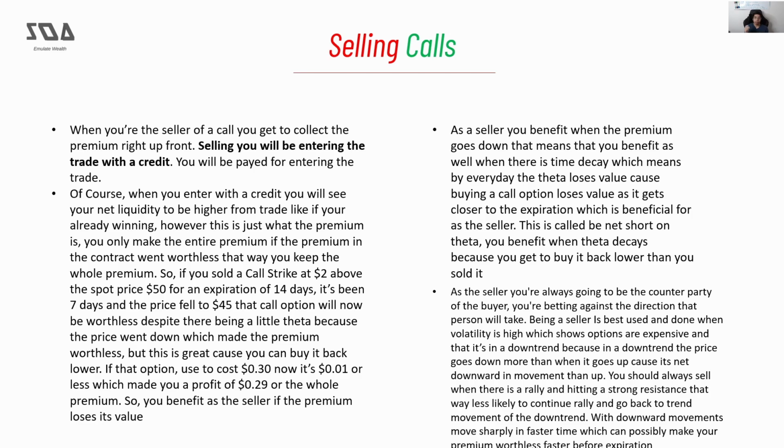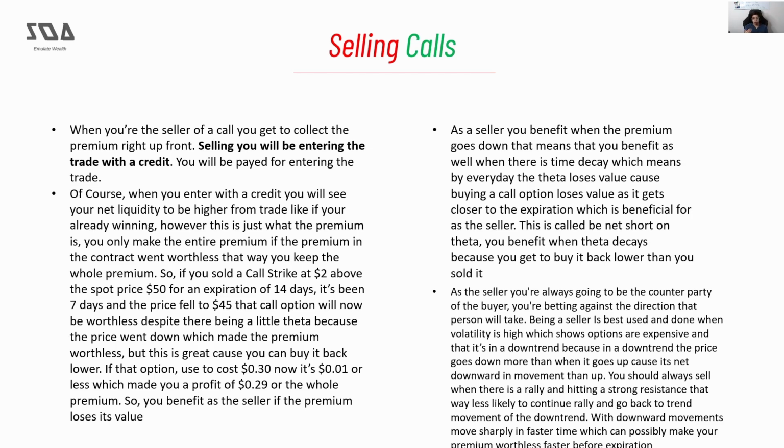Being a seller is best done when volatility is high, which shows options are expensive, and when it's in a downtrend, because in a downtrend the prices go down more than they go up, since the movement is net downward. You should always sell when there's been a rally but you see that it's hitting strong resistance, similar to this year. You could have done a lot of these, and if you do that, there's less probability for the price to continue to rally rather than go back to the actual trend, which is the downtrend.